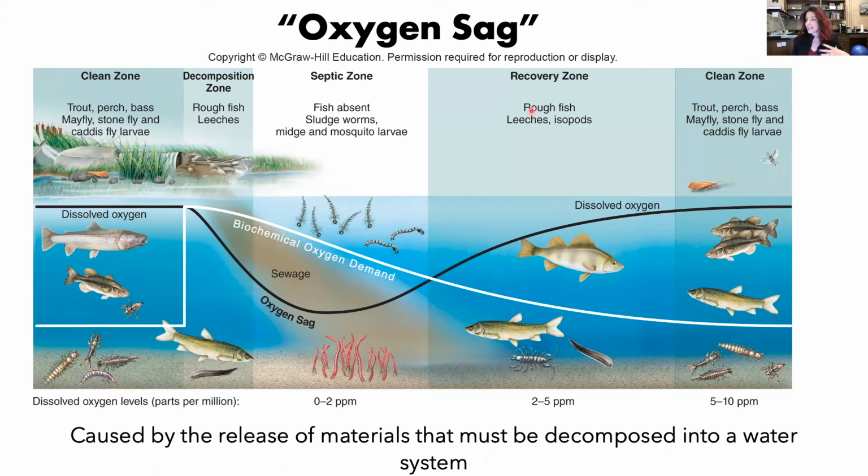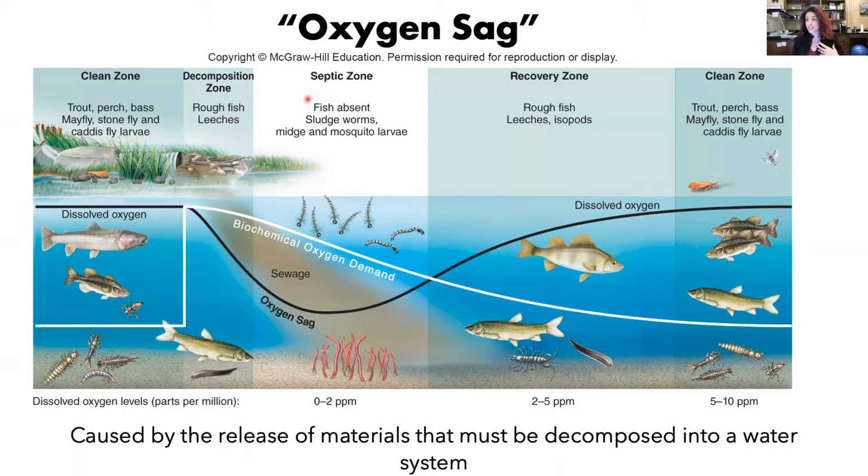We also have these in-between areas that show variable concentrations of oxygen ranging from 0 to 2 ppm and then 2 to 5 ppm. So what's happening here? It's called the decomposition zone, the septic zone, and the recovery zone. In the decomposition zone, this is where we have rough fish and leeches, those that are able to survive variable concentrations of oxygen. And then here in the septic zone, this is where we just don't have any fish.